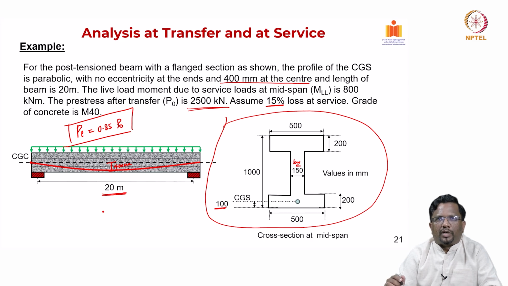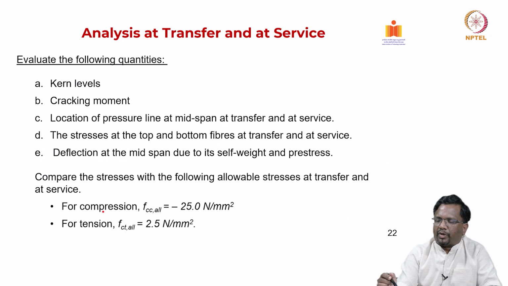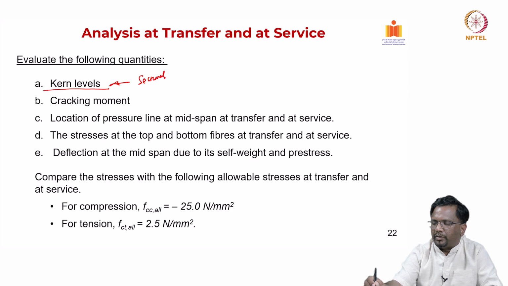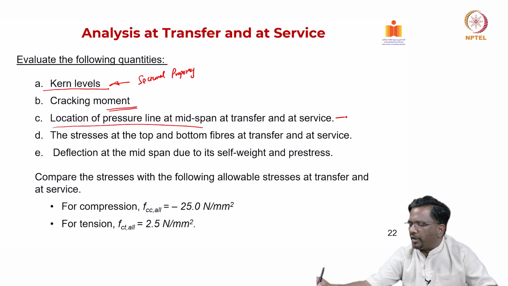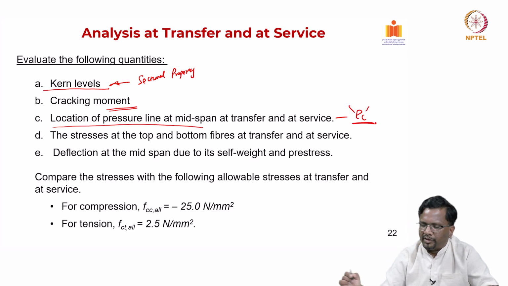Now, we want to analyze this beam. Let us see what are the things that we want to analyze. We have to first calculate the Kern levels. This is purely from sectional property. That means it has nothing to do with what kind of pre-stressing I put. Once the geometry of the section is given, you can calculate your Kern level. Then the cracking moment, we need to know what is the FCR and then the allowable load that it is acting. Location of the pressure line, so that means we are calculating the eccentricity EC, the location of the pressure line.